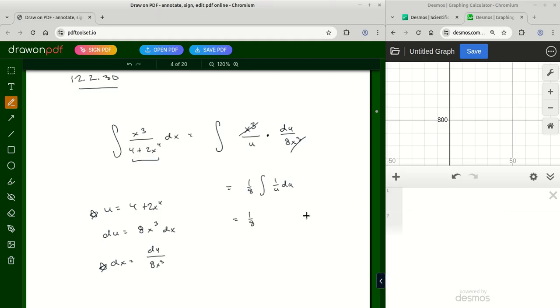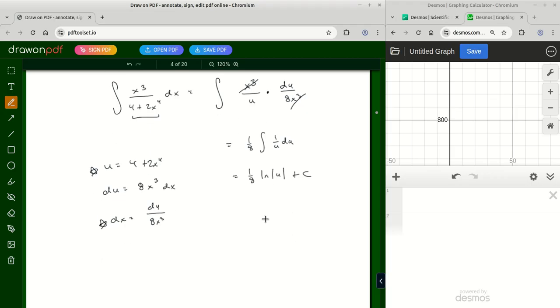So there you go. So integral of 1 over u, and we've already seen this. I think that was on the last section. It's the ln with the absolute value signs and then plus c. All these formulas. And so then I don't want a u anymore. I actually want to go back to the x's. So 4 plus 2x to the 4th. And then plus c. There you go. We did it.